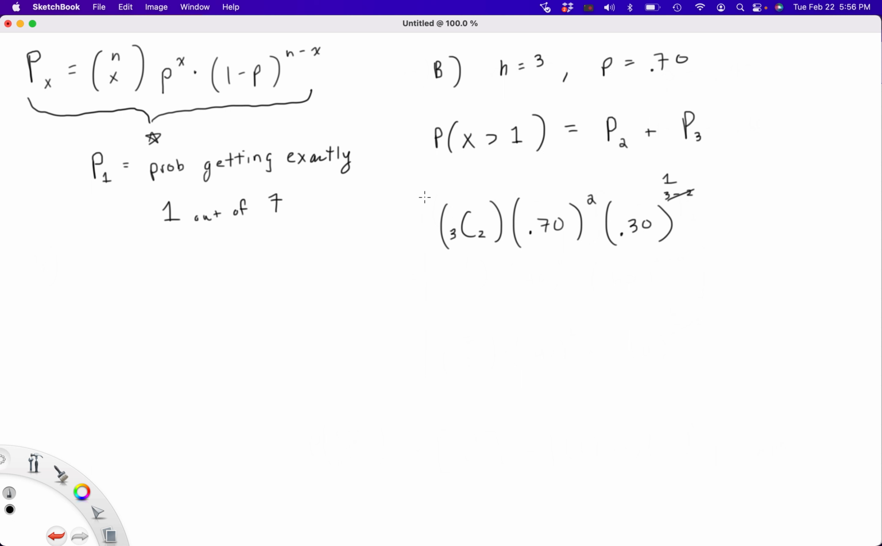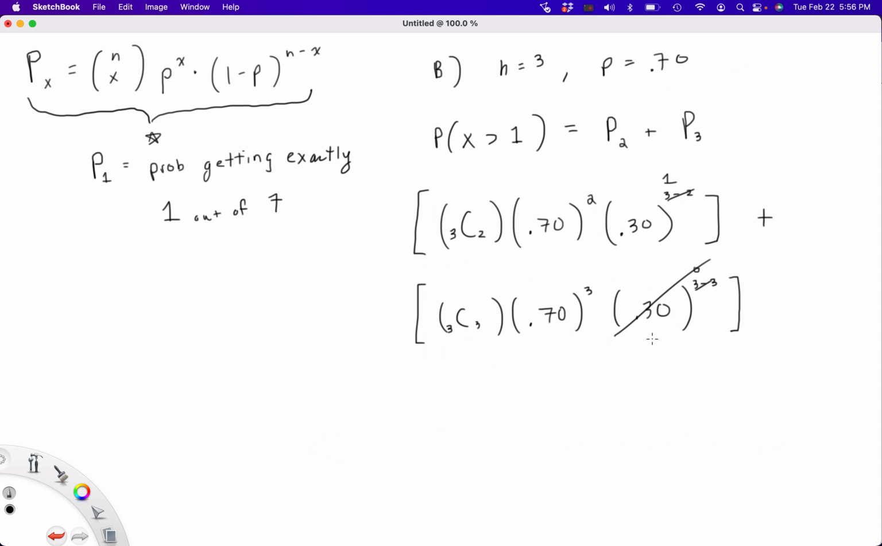And then again, we'll evaluate all of that. We'll evaluate this other one separately, P3, which is going to be 3C3 times 0.70 to the 3 times 0.30. Well, 3 minus 3 is actually 0. Don't forget, anything to the power of 0 is equal to 1.